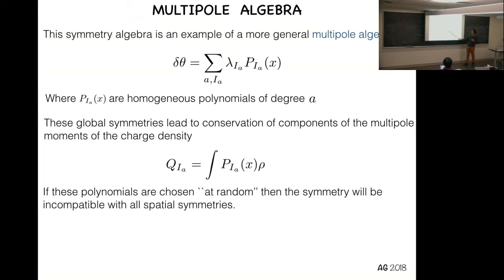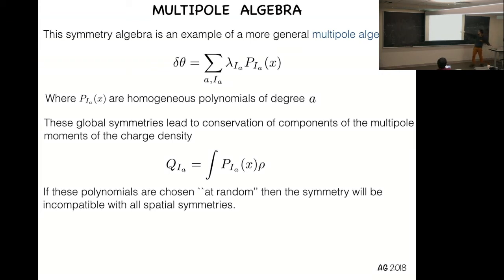Because this homogeneous polynomial needs not be a monomial. It can be like x1 x2 plus 3 x2 x3. This will lead to a conservation law of q12 plus 3 q23. Okay? So this would be the conserved charges. Now, if I pick them at random, it will turn out that I will have to give up some spatial symmetries. So let's discuss this.